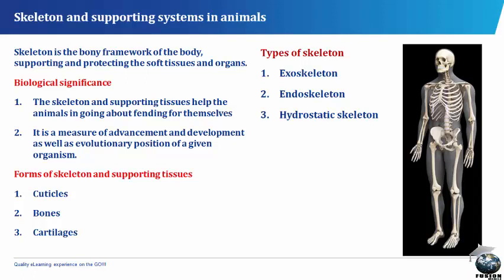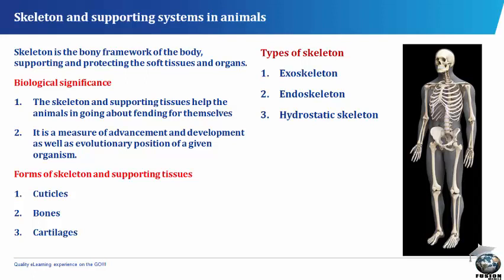Forms of skeleton and supporting tissues. These forms depend on 3 things: 1. Level of development, 2. Ecological niche, and 3. The habitat of the organisms. These 3 forms include 1. Cuticles, 2. Bones, and 3.